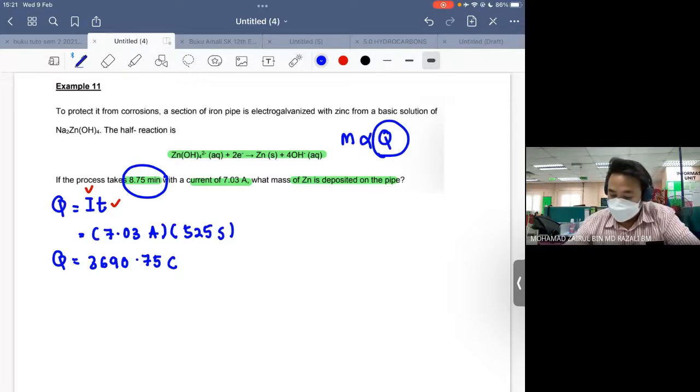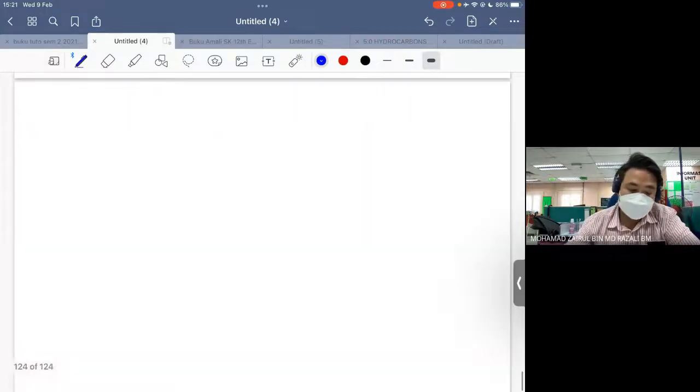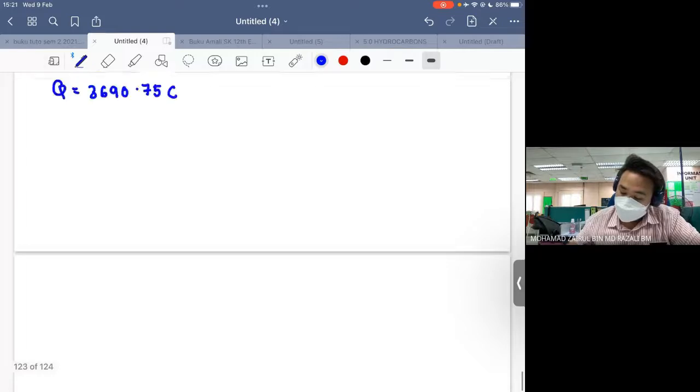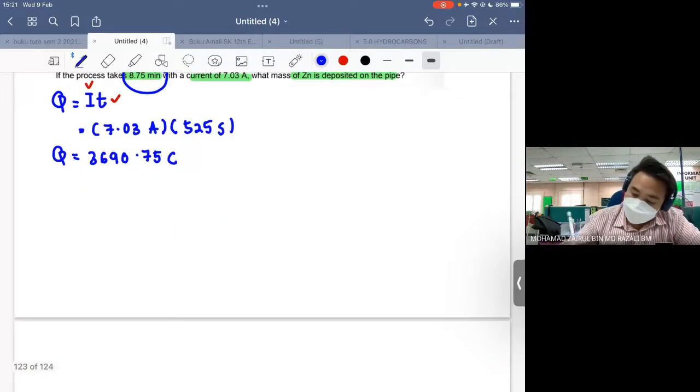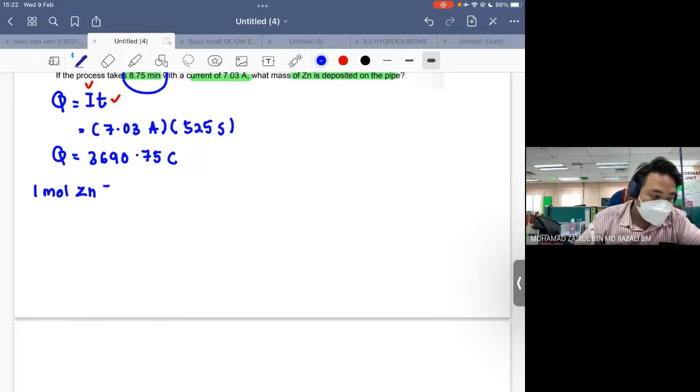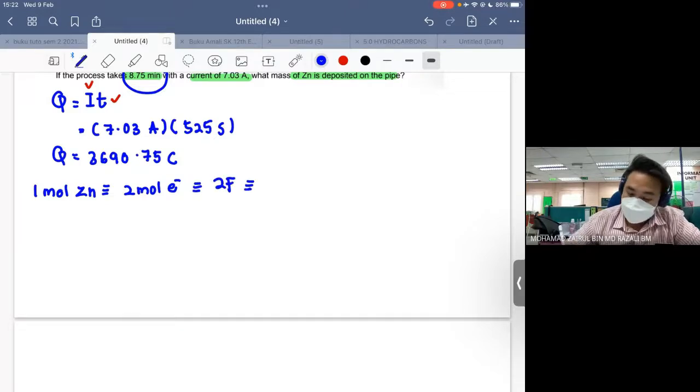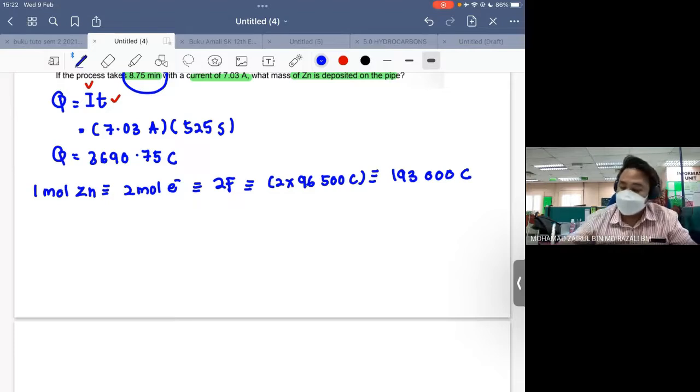Okay, so sekarang kita nak cari what mass of zinc deposited kalau kita ada 3690.75 coulomb of charge. Okay, kita tengok balik relationship tu. So we know that kalau ikut kita punya equation ni, 1 mole of zinc dia datang apabila kita ada 2 mole elektron. So 1 mole of zinc is proportional to 2 mole of electron. So 2 mole of electron proportional to 2 Faraday bersamaan dengan 2 times 96,500 coulomb bersamaan dengan 193,000 coulomb of charge.